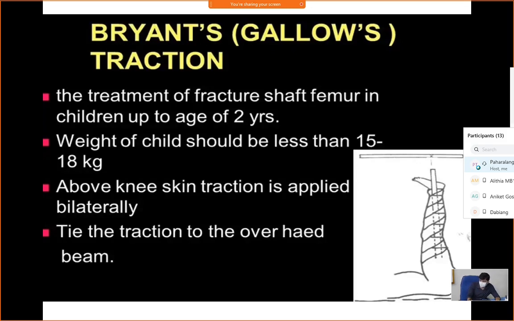Above knee skin traction is applied bilaterally. You can see the strap of the traction is going above the knee up to the mid thigh. Tie the traction to the overhead beam. There is an overhead beam which is tied there, and due to the weight of the body, the femur is kept aligned.